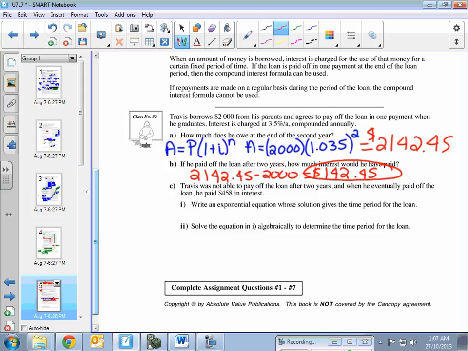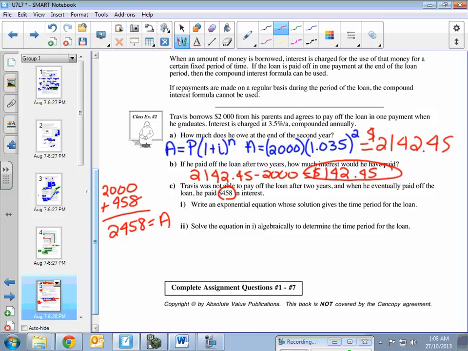Travis was not able to pay off the loan though after 2 years. And when he eventually paid off the loan, he paid $458 in interest. So let's write an exponential equation whose solution gives the time period for the loan. Okay, so there's a couple things we have to do here. He pays $458 interest. So to find out the actual amount he's paying back, you take your initial investment, which is $2,000, plus your interest, $458. So how much he's actually paying is $2,458. So this right here is equal to your A.